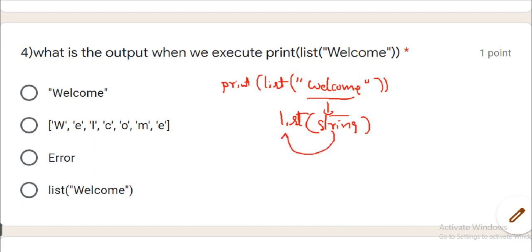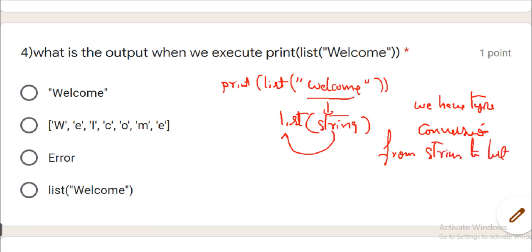That means we have type conversion from string to list object. We can convert the string to a list object. How will you convert? You just write list of the string object. Then the string object will be converted into a list object.